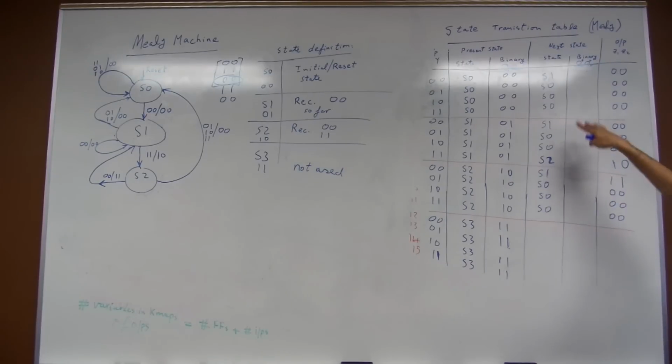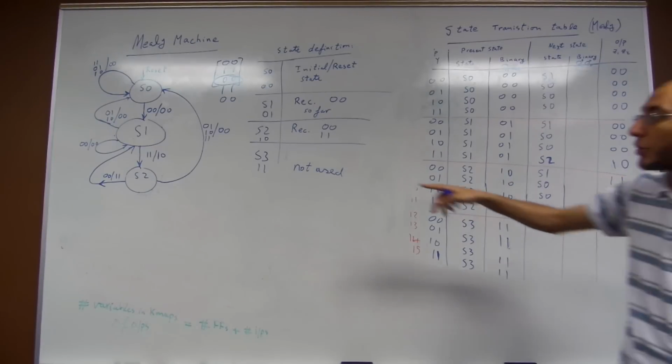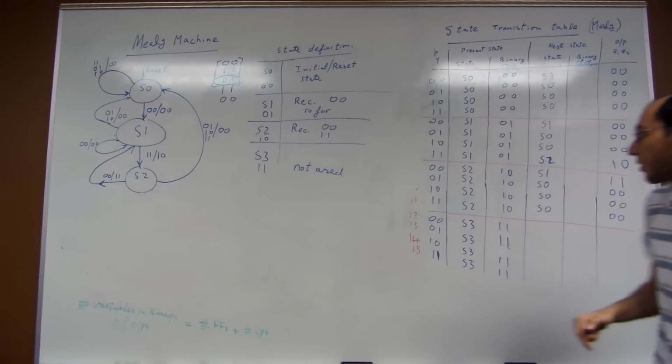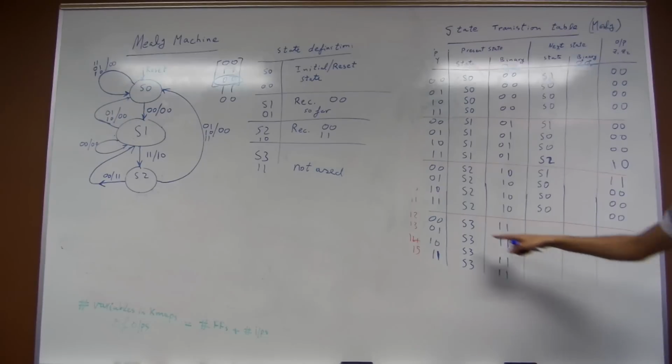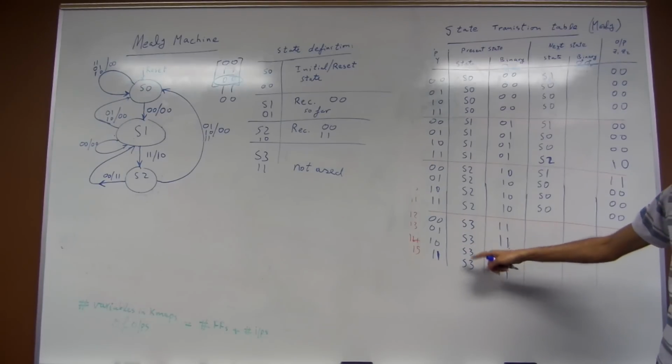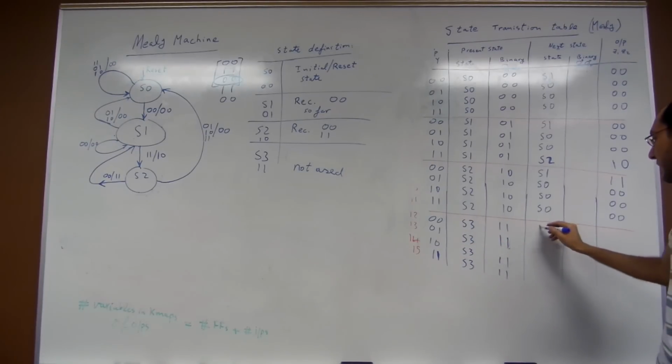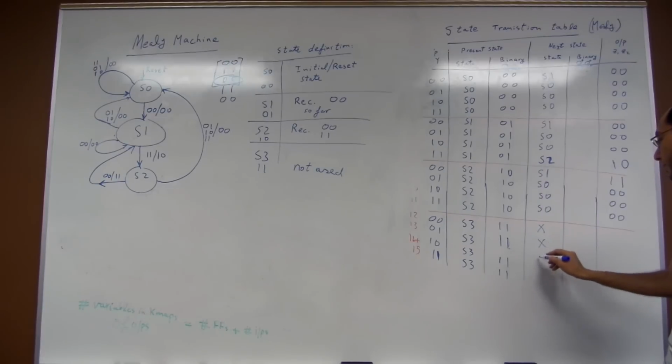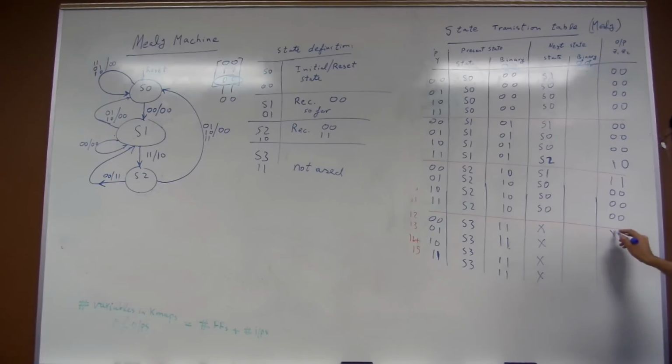Okay, so now I filled in the rest of the table. These parts I filled them in. You pretty much look at this diagram and fill them in. What about the S3? The S3 is not used, and that's why its next state is a don't care, and the output is don't cares. I do not care what the output is because I guarantee that this S3 is not going to be used. Okay, and that's why the binary assignment is going to be I don't care.